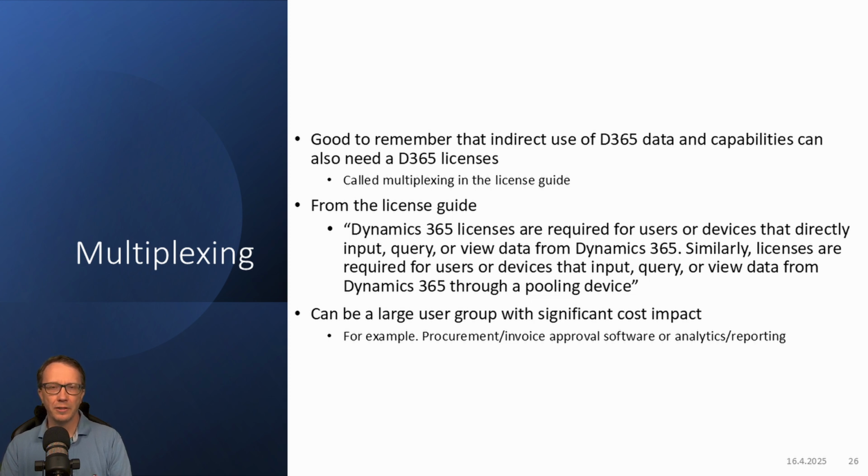And the common use I see all the time is that we have an invoice approval system outside Dynamics. And there you need the multiplexing because it uses data from Dynamics, vendor data, and then we import to accounts payable the actual approved vendor invoices. So then we're importing data as well. So that's a clear-cut case of multiplexing license requirements. So there you need to be prepared for licensing as well.